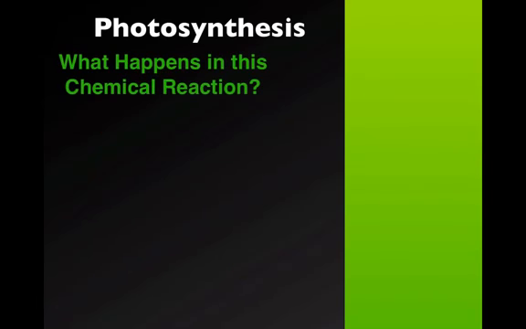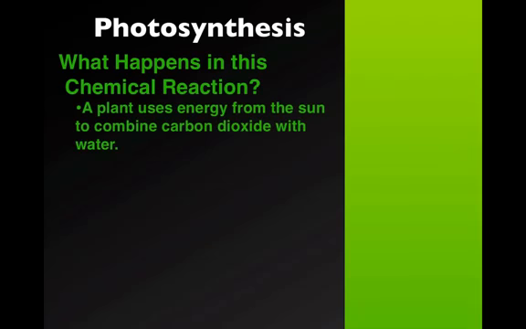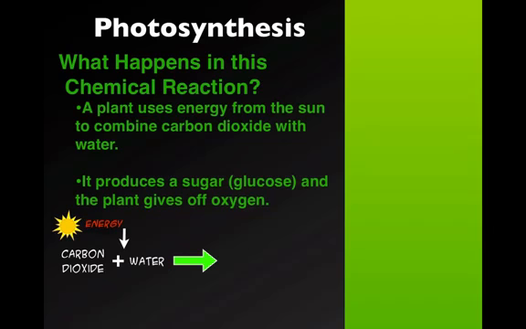So what happens in this chemical reaction? Well, it's pretty simple. The plant uses energy from the sun, again, to combine water and carbon dioxide. So here's a little diagram that might help you out. You've got energy from the sun, combining carbon dioxide and water, which are joined together using that energy from the sun. And that produces glucose and also oxygen. So sugar and oxygen are the products.